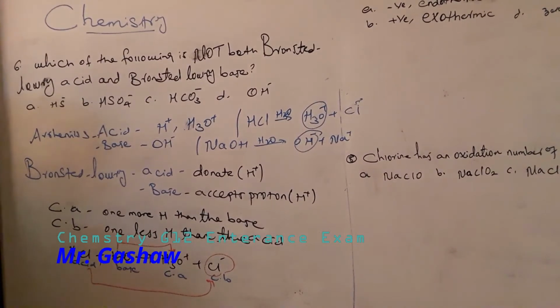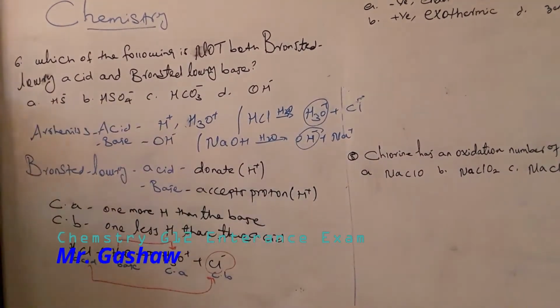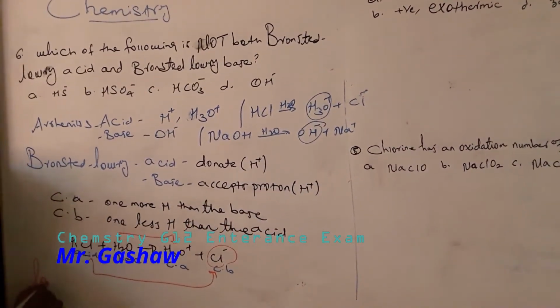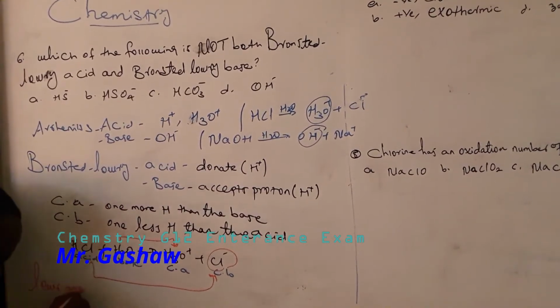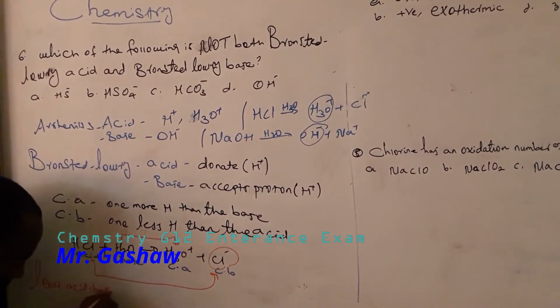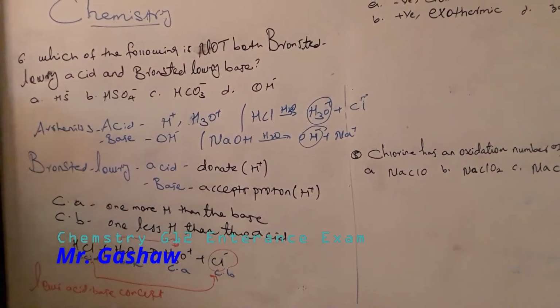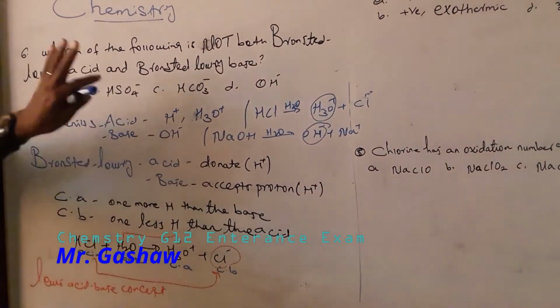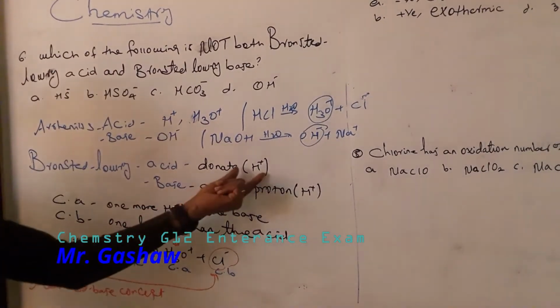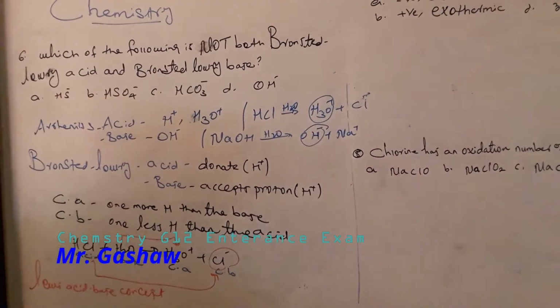So from this one, the last one is the Lewis acid-base concept. Lewis acid-base concept. Before that, Bronsted-Lowry acids and bases are restricted only on what? Proton donors and proton acceptors.